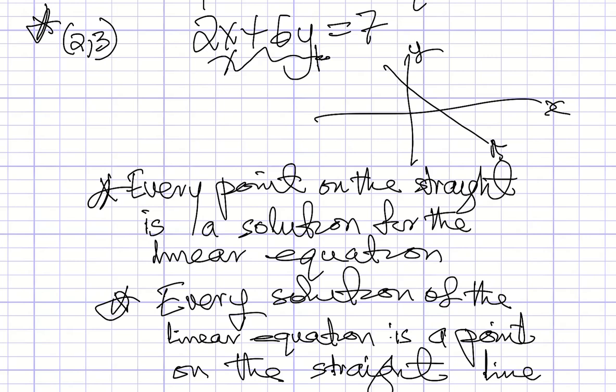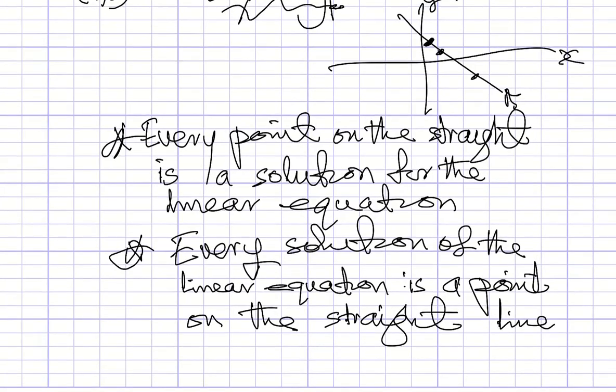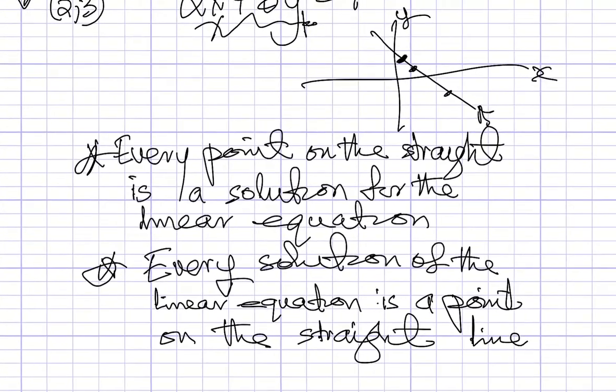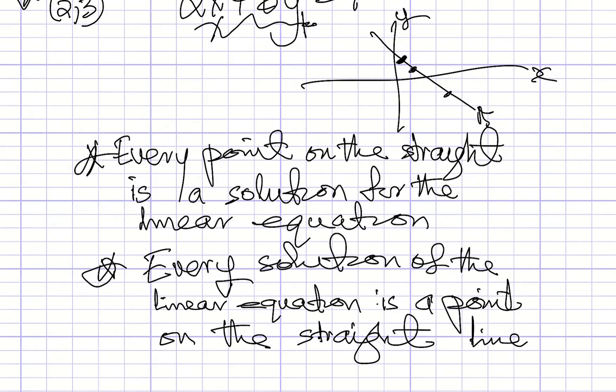If we find a solution for this line, every point on the line is a solution. That's all that is saying. The solution for that equation is a point on the line. It must be a point that lies on that line. Just keep that in mind. It's going to be useful when we start solving problems, okay?